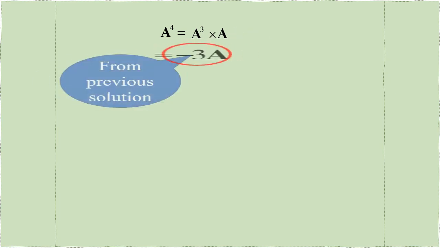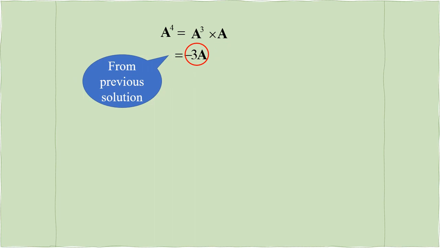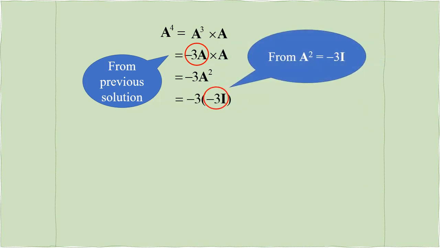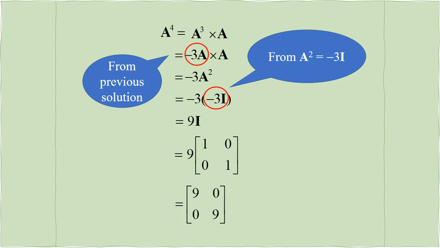Now to get A to the power 4. We know A to the power 4 is A cubed multiplied by A. And we know that A cubed is equal to negative 3A. So negative 3A multiplied by A, we will get negative 3 of A squared. So what is A squared? A squared is equal to negative 3I. So what do we get here? We get 9I as the result for matrix A to the power 4, which is 9 multiplied by 1, 0, 0, 1, which is 9, 0, 0, 9 as the answer.